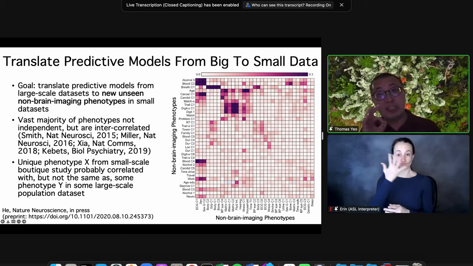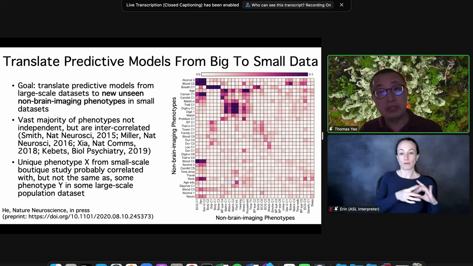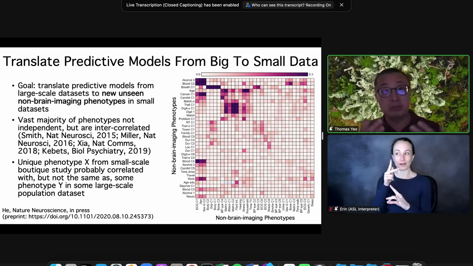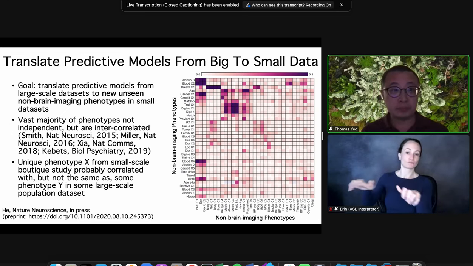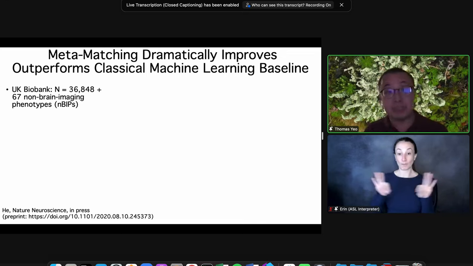And we expect that a unique phenotype from a small dataset will be correlated with some other phenotype in an existing large-scale population dataset. So He Tong developed a framework to exploit these correlations. He called this approach meta-matching.